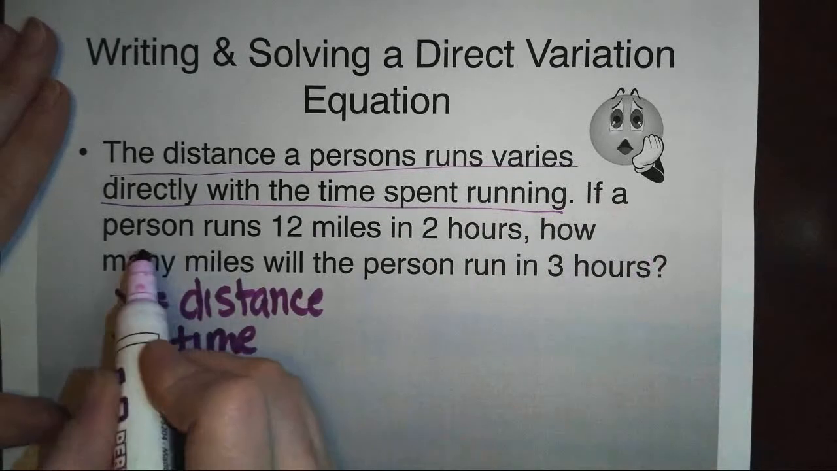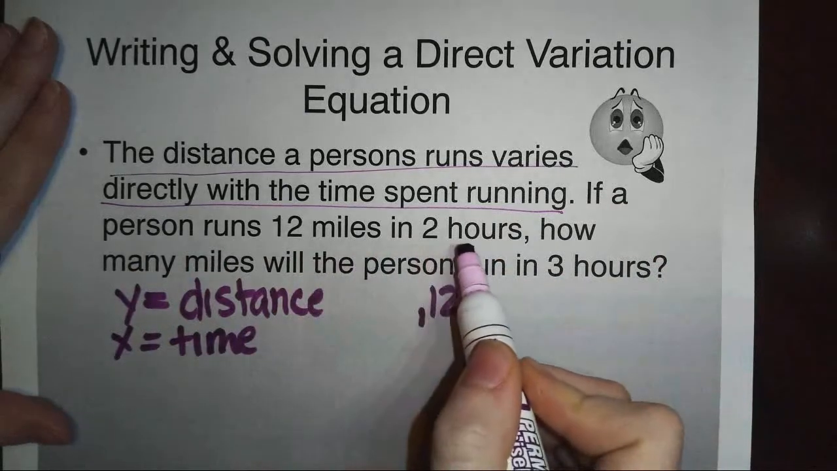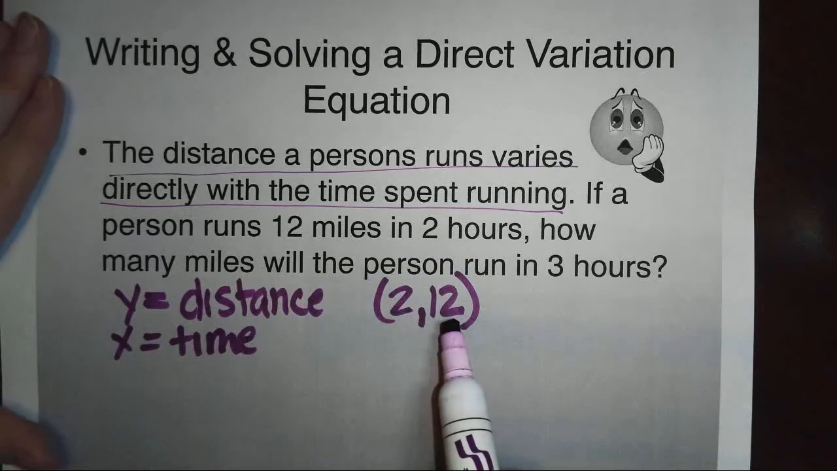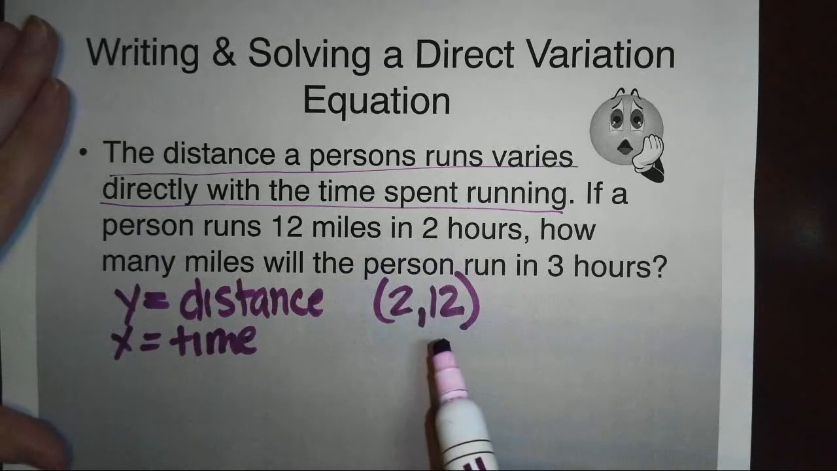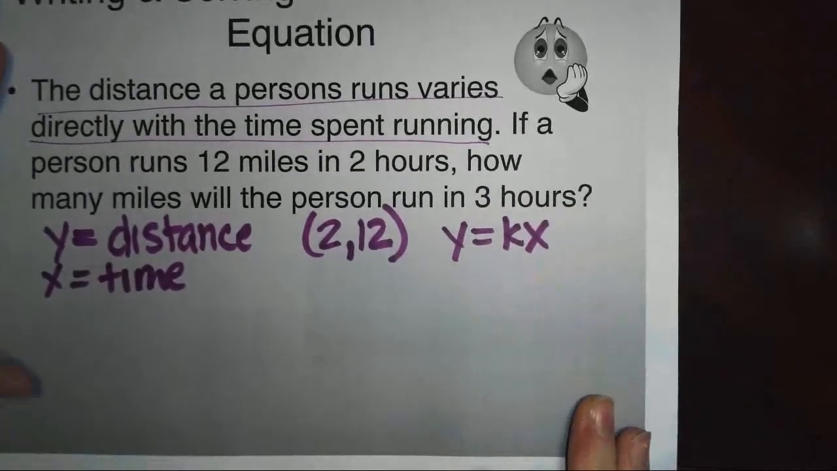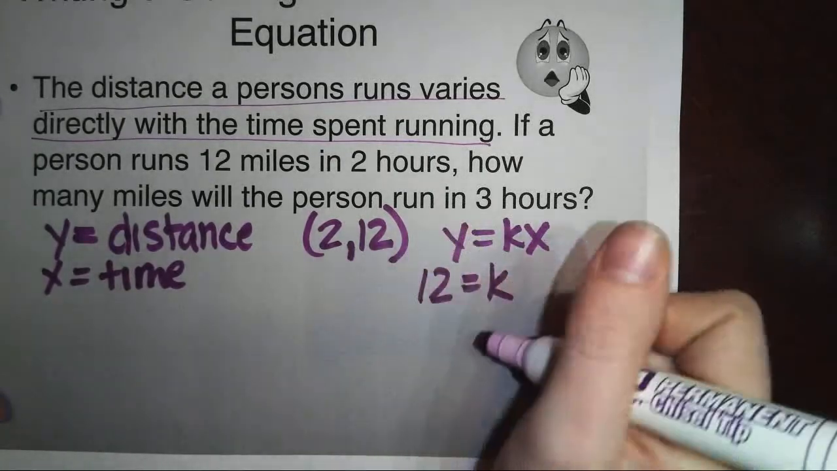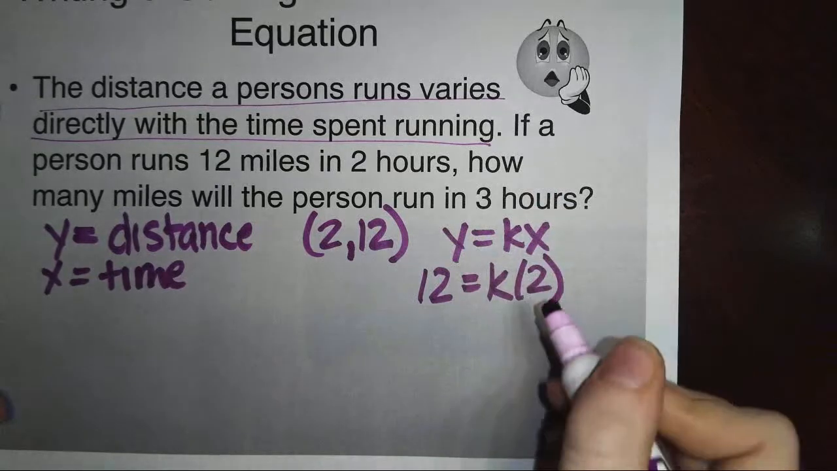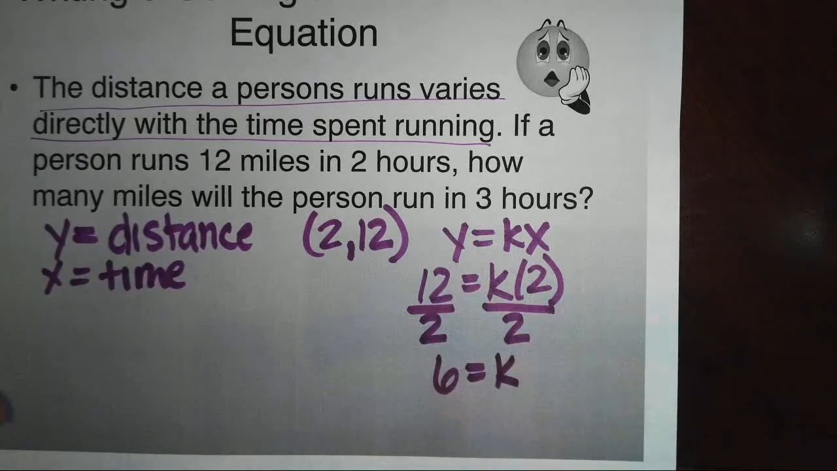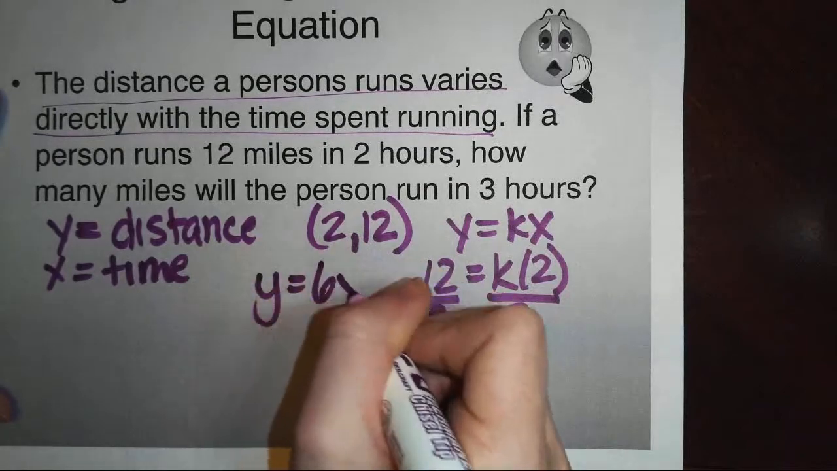So we have a point here. They run 12 miles, that's their distance or their y value, and the time it takes is 2 hours. So we have time 2 hours, distance 12 miles. And we need to create a direct variation equation for this. So we need a y equals kx. Now I know in this point y equals 12 and x equals 2. And to solve for k, I'm going to have to divide both sides by 2. So 6 equals k in this direct variation equation. So my direct variation equation is y equals 6x.